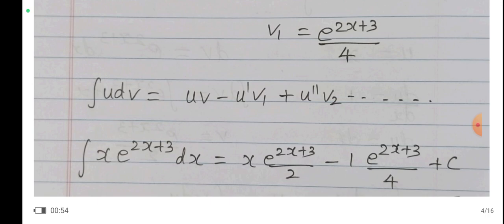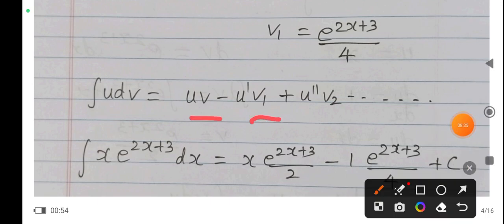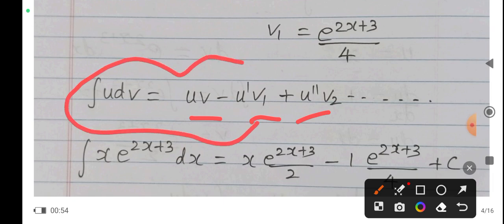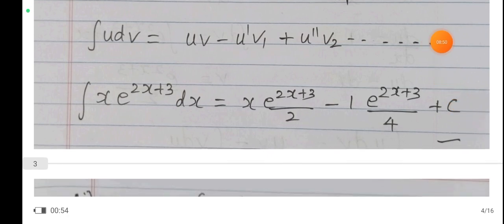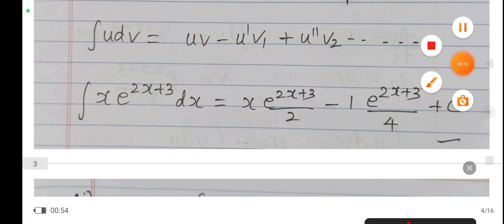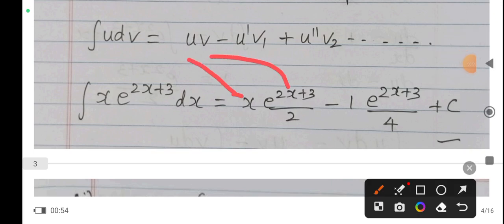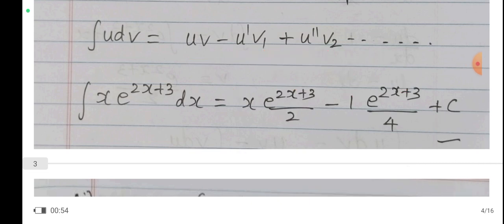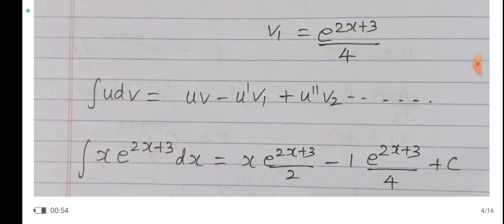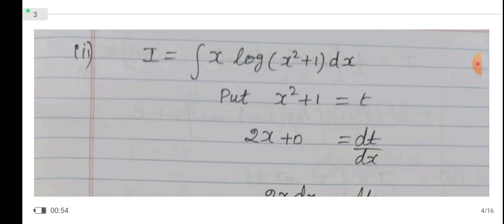Then integral u dv. What is the Bernoulli formula? uv minus u dash v1 plus u double dash v2, like that it will go on. I think for us these two are enough, because v2 is nothing but 0. Start applying. So what will you get? u value is x. v is e power 2x plus 3 by 2, minus u dash is 1, v1 is e power 2x plus 3 by 4. That's it, plus c. Since it's an indefinite integral, plus c is mandatory. Easy, just applying the formula: uv minus u dash v1.